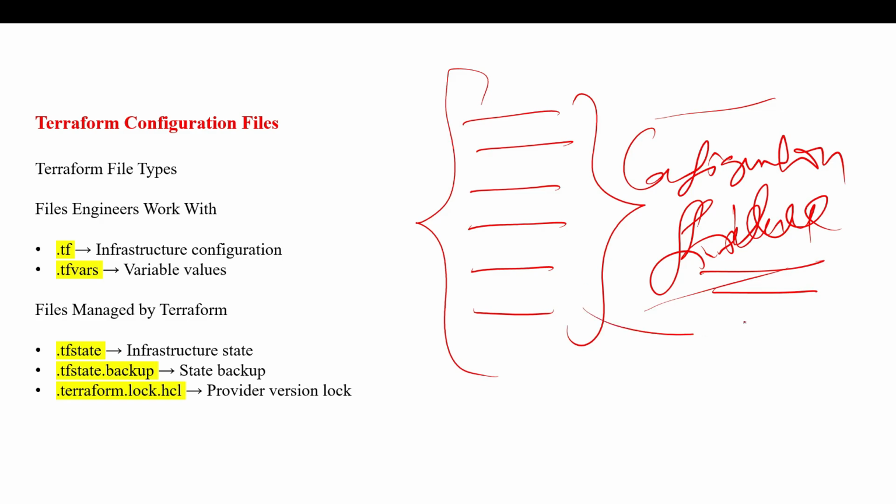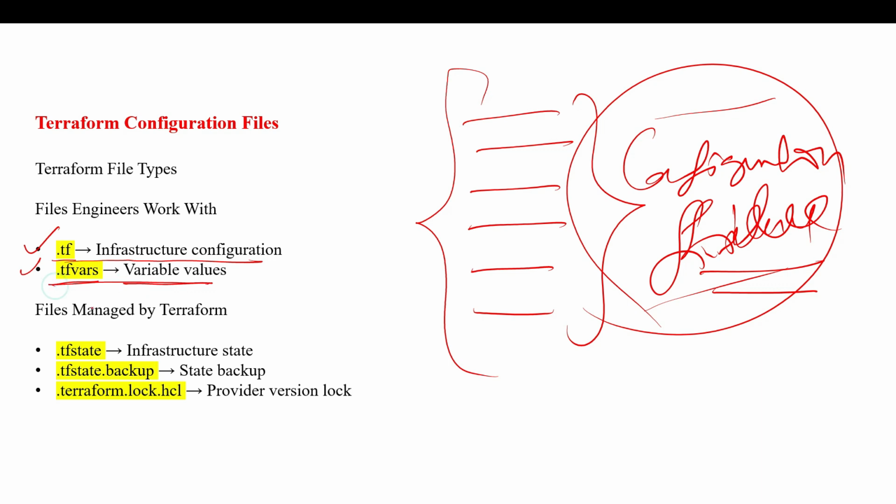So whenever we create these configuration files, we store this file with the extension of .tf, Terraform files. So this is the main infrastructure configuration file, right? Now the second type of file we have has the extension of .tfvars, Terraform variables. So this file contains the variables. So now what does it mean, variable here?